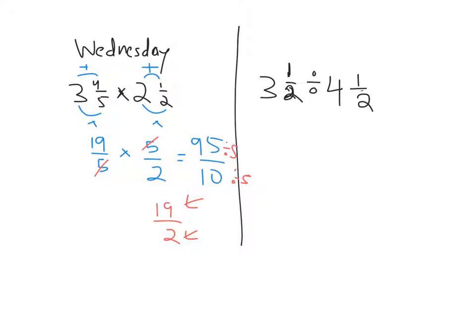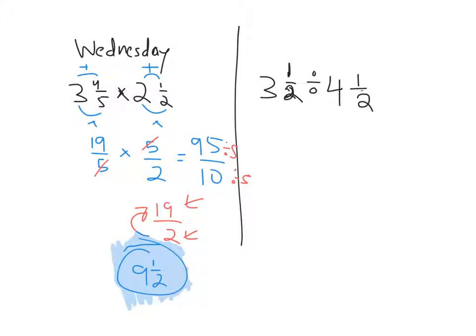We can't leave our answer in improper form, though. 19 halves, well, we know 2 goes into 19 9 times. And then there's a remainder of 1 half. So our final answer is 9 1/2.